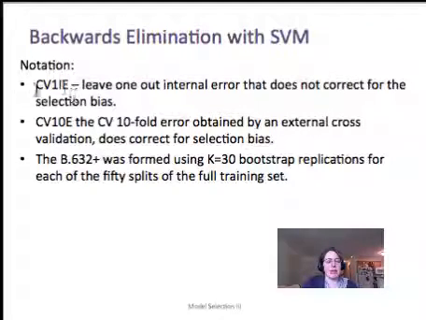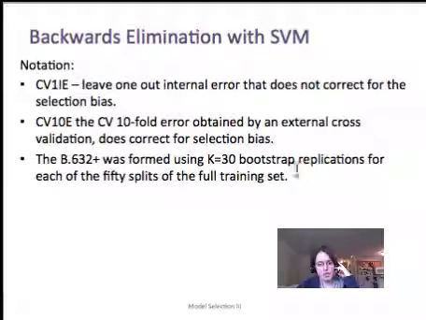So this is going to provide a pretty poor estimate. CV10E. This is the cross-validated tenfold error attained by an external cross-validation that does correct for selection bias. So this is cross-validation done in the correct way. And then you have the B.632 plus. This was formed using 30 bootstrap replications for each of the 50 splits for the full training set. This is also done correctly.